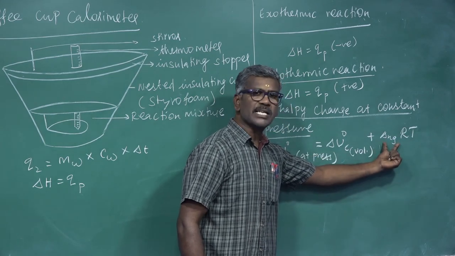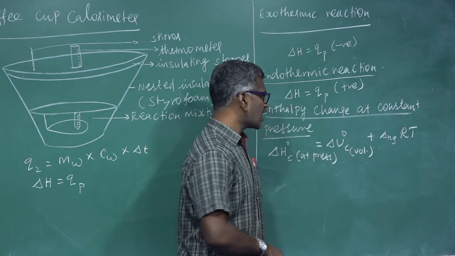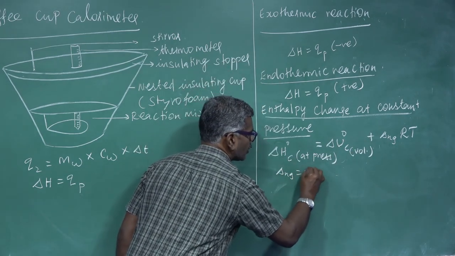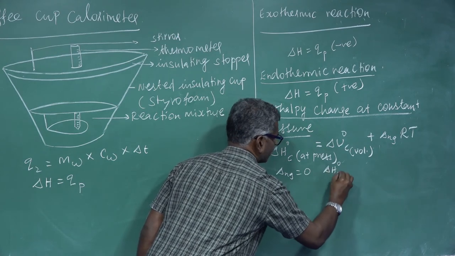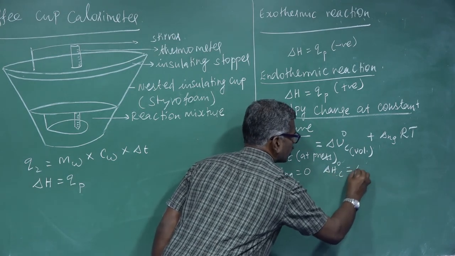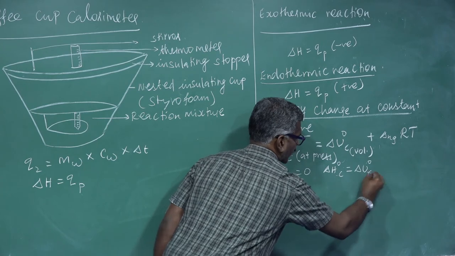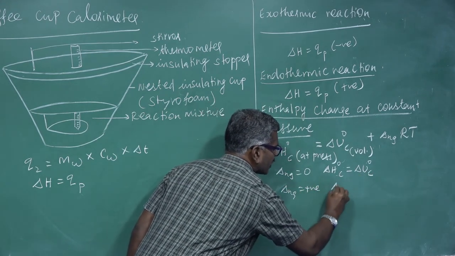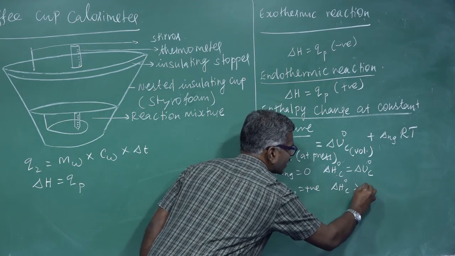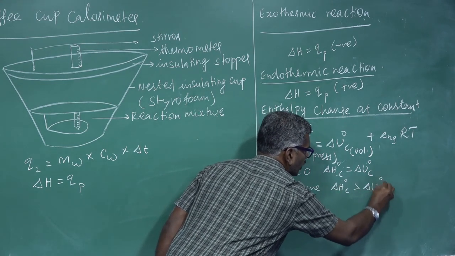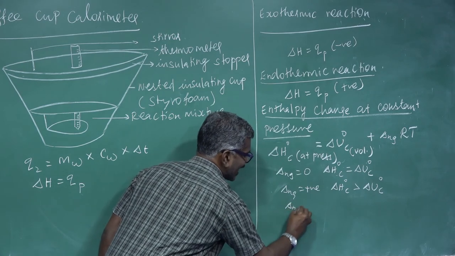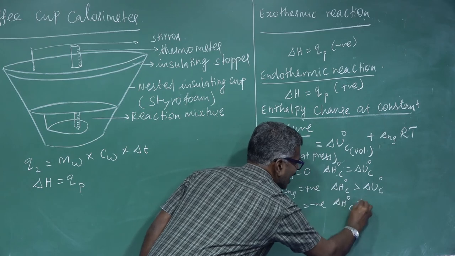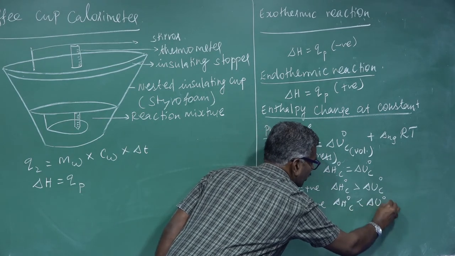Depending upon the delta n_g, this value may change. If delta n_g is equal to 0, delta H naught should be equal to delta U naught. If delta n_g is positive, delta H naught is greater than delta U naught. If delta n_g is negative, delta H naught is less than delta U naught.